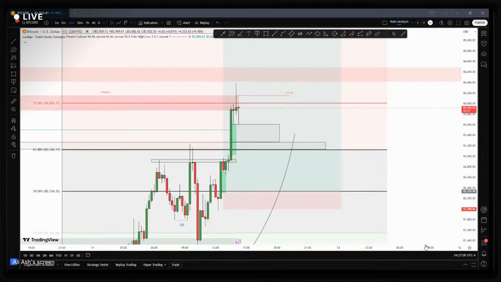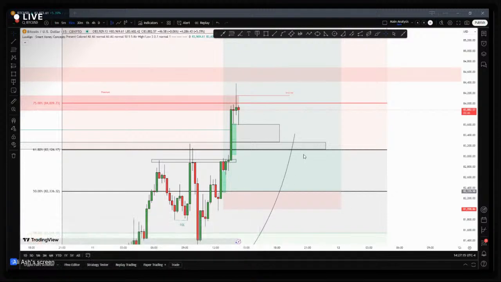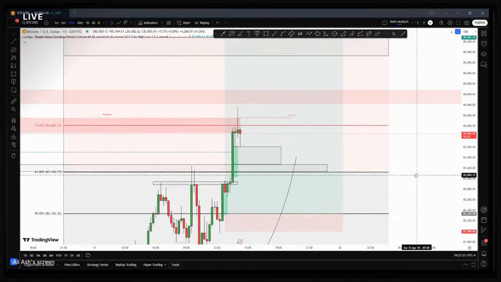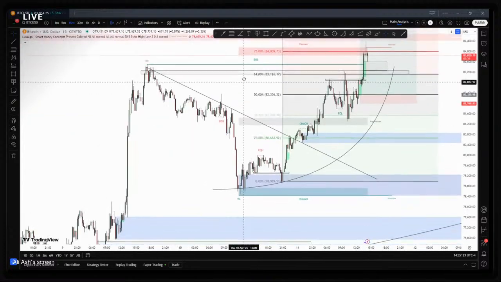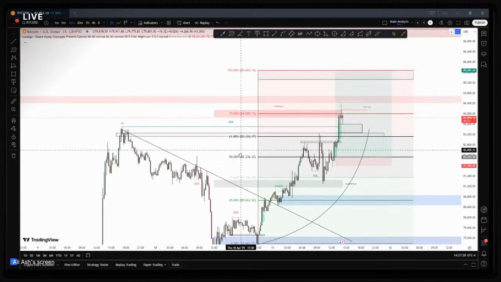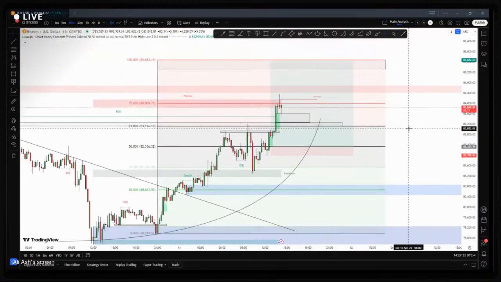So if it retraces to the FVG at 83400, where's the TP? The TP will be the full SR interchange. So let's suppose we had this cup and handle. This is the cup, this is the handle, and with this we have an SR interchange till 85,600. So that will be a final TP.